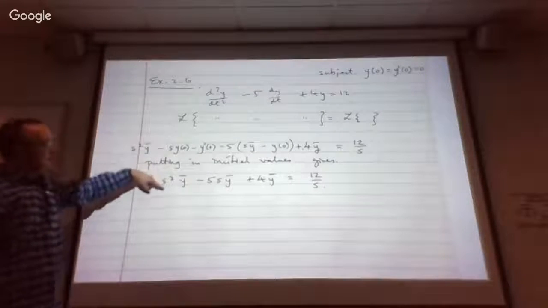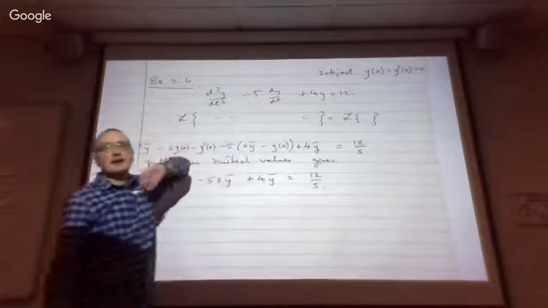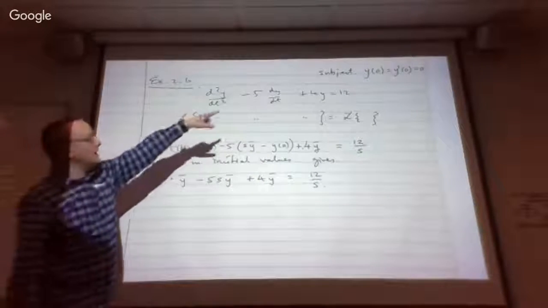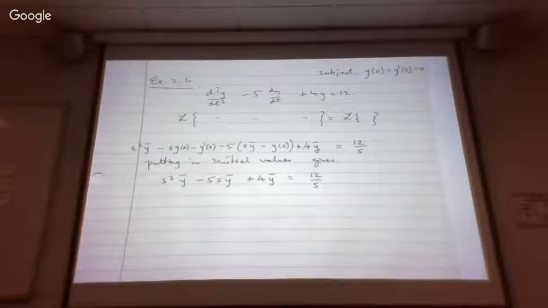Now you look where we started and you look where we are. We started with a differential equation involving y itself, its first derivative, and its second derivative. So effectively 3 different derivatives of y, all mixed up together in an equation. It's quite hard to deal with directly and solve directly, okay? Because you can't easily bring together the function and its different derivatives.